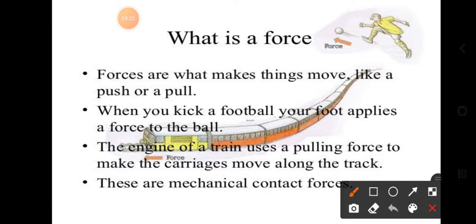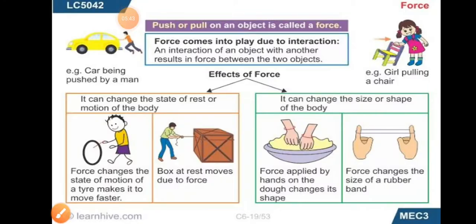Force is defined as the push or pull action on an object. It always helps to do some work. Okay, so now what are the different effects of force? So when a force is acting on a body, what type of work is it doing?